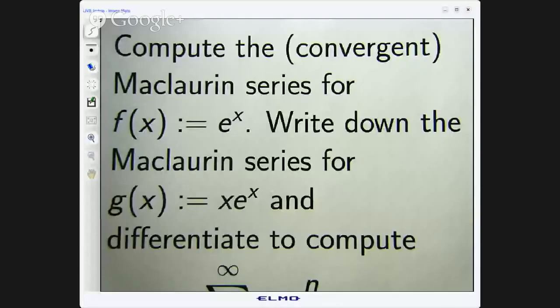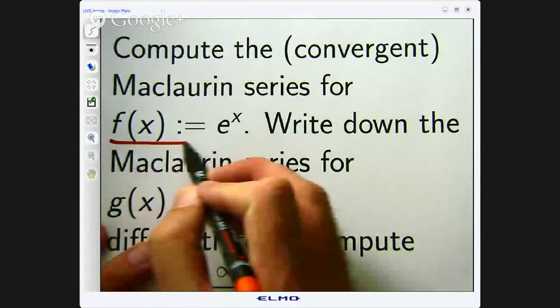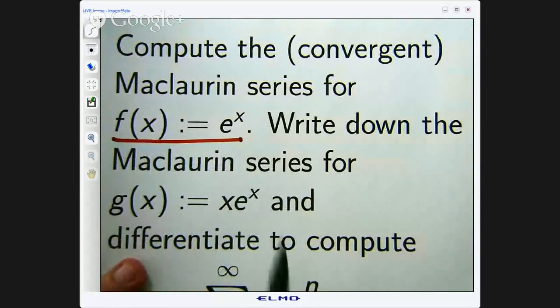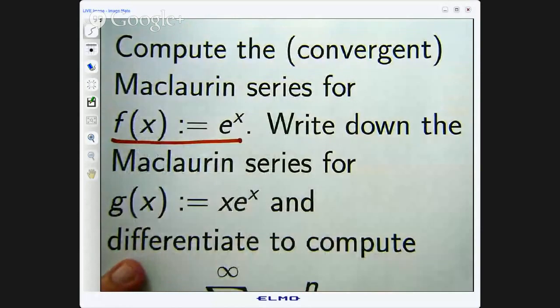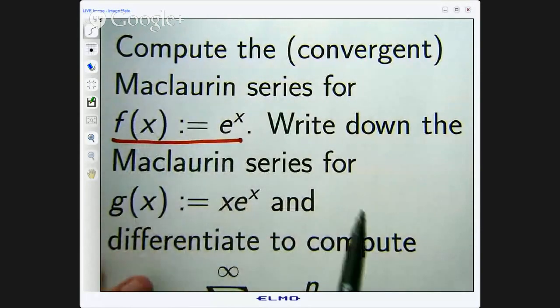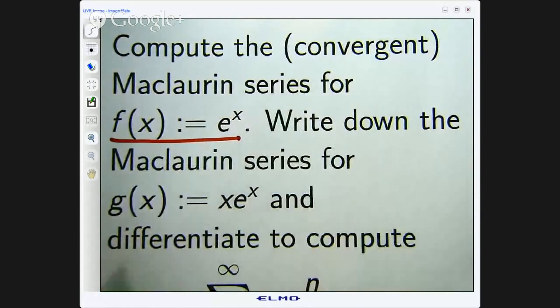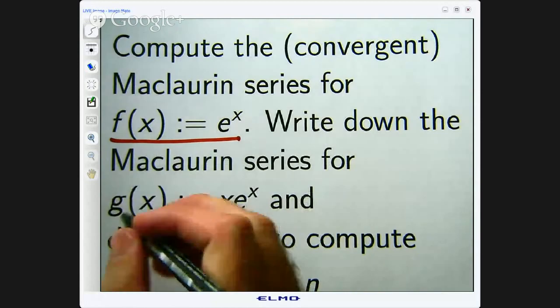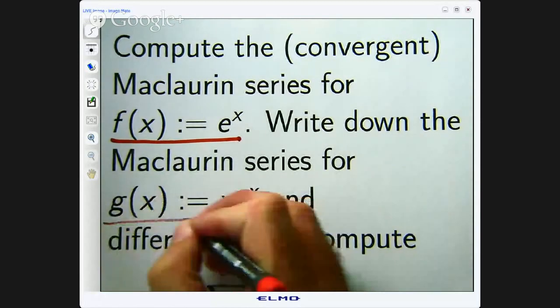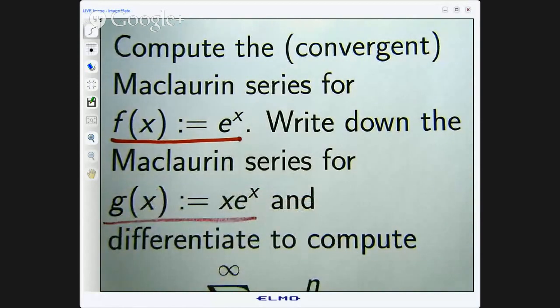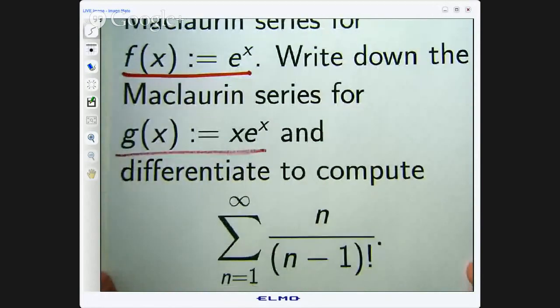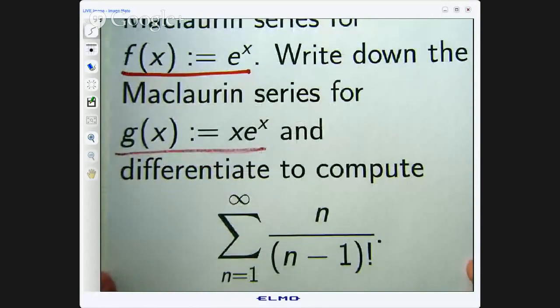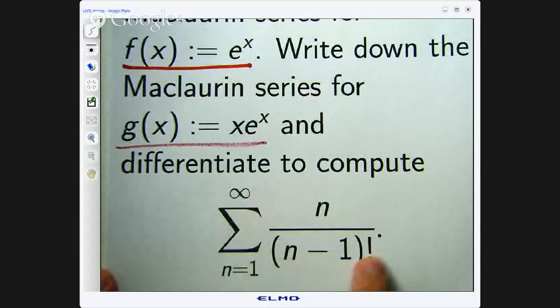All right, here is the example I'm going to show you. We've got a function, which is the exponential function. We're asked to compute the Maclaurin series for that function. Then we're asked to write down the Maclaurin series for another function, x times e to the x, and finally, it's just out of shot, use differentiation to compute the exact value of this series here.